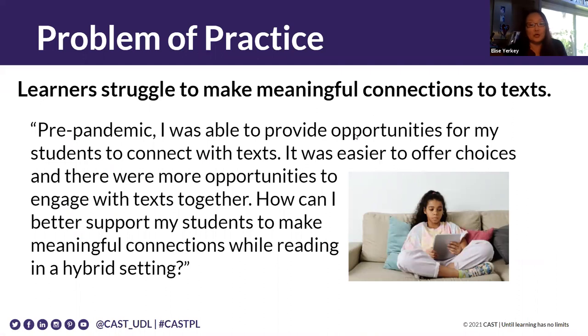So that takes us to our first problem of practice. Remember we said we're going to focus on connecting, questioning, and monitoring comprehension. Well, the first problem of practice in this hybrid environment is this: learners struggle to make meaningful connections to text. This was a problem before the pandemic, getting students engaged, getting them to see the relevance of what they were studying or reading. But this one teacher says before the pandemic, she was able to provide opportunities for her students to connect with text, but it was easier for her to offer choices and there were more opportunities to engage with text together. There are things that were communicated in person, body language, facial expressions. So students could pick up on your enthusiasm.